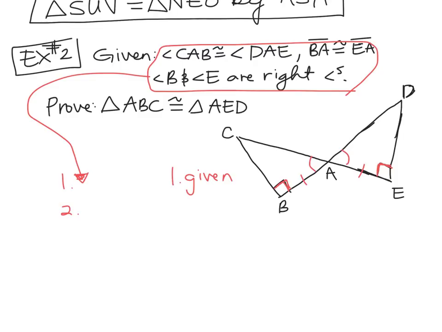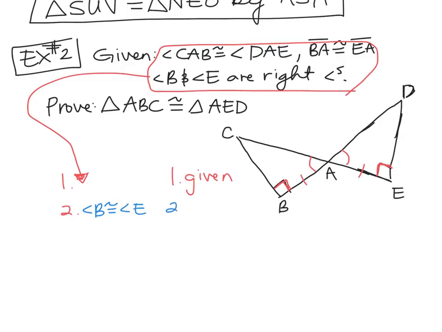But technically you can't say ASA yet because you have to say something else first. We said in order to know triangles are congruent, you have to know angle, side, and angle are congruent. We don't quite know that yet. We haven't said that angle B is congruent to angle E yet. Right. So we know they're both right angles, right? But we haven't said they're congruent. So we're going to say angle B is congruent to angle E.